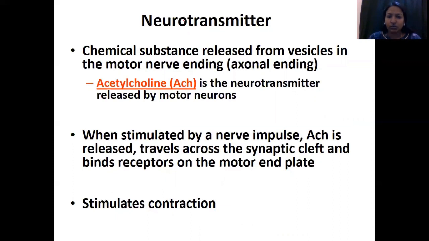Neurotransmitters are chemical substances which are present in vesicle-like structures, for example, acetylcholine. Acetylcholine is a neurotransmitter released by the motor neurons. When stimulated by the nerve impulses, the acetylcholine is released. It travels across the synaptic cleft and binds the receptor on the motor end plate. That leads to the contraction of the skeletal muscle.